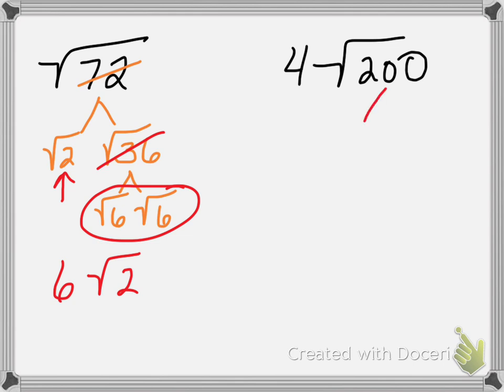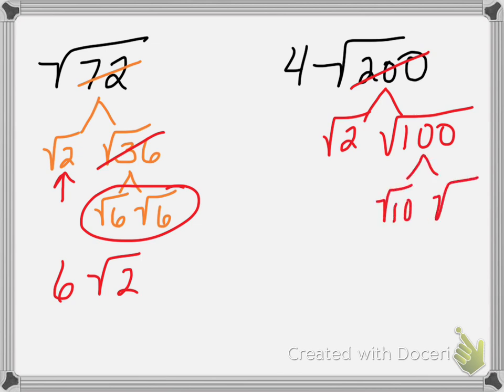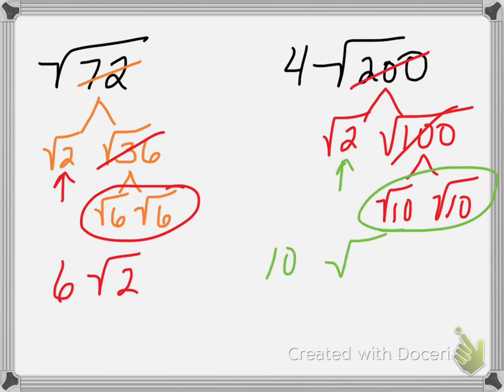on the outside. Do the same thing. I noticed that 2 times 100, radical 2 times a radical 100. Oh, look at this. Radical 100 is a perfect square. Radical 10 and radical 10. Okay, it's a perfect square, so since it's a perfect square, that 10 comes out. This 2 is all by itself, so it's got to stay in.